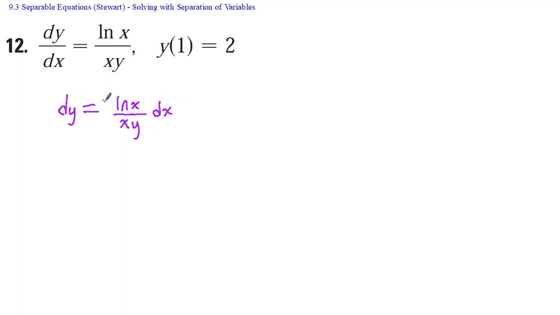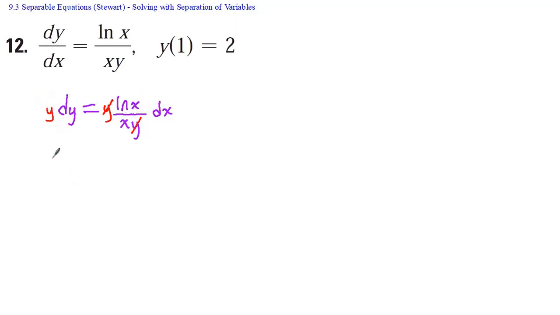So anyway, once we do that, now what we need to do is, like I said, separate the variables. So I have a function of x here times dx. That's great, except that I have this y that's kind of in the way. So all we're going to do is use some algebra to get that y over here with the dy. We're just going to multiply both sides of this equation by y, and that'll do the trick. So now what we have is y dy equals natural log of x dx. Sorry, natural log of x over x dx.